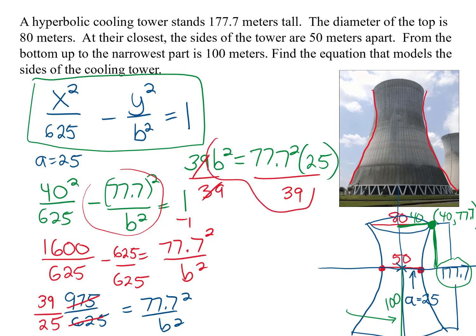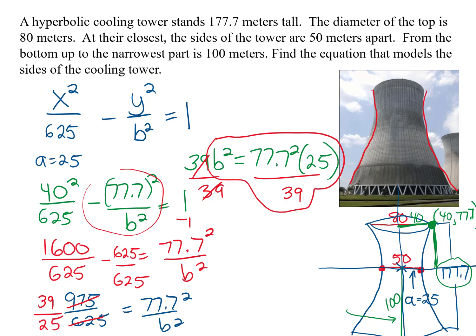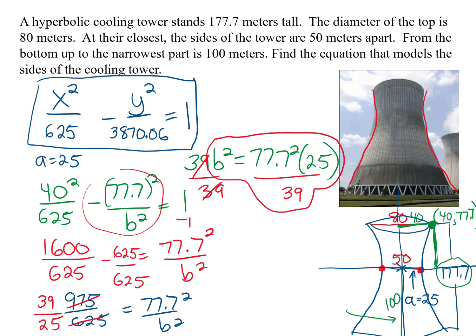And now my b squared is going to equal this, so I'm going to get my calculator and put that in for b squared, and then I will write it over in my equation here for b squared. And I'm going to round it to 2 decimal places. So putting that in the calculator, I get 3,870.06. And so here is the equation of the hyperbola that defines the sides of this cooling tower.